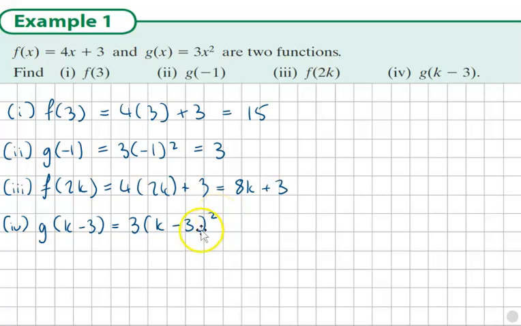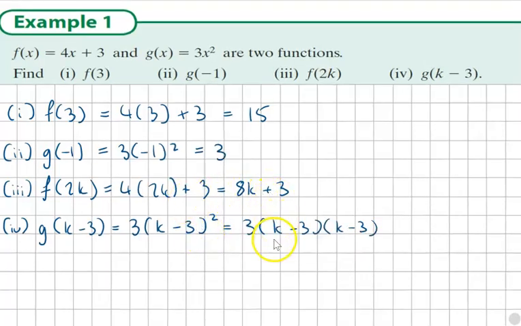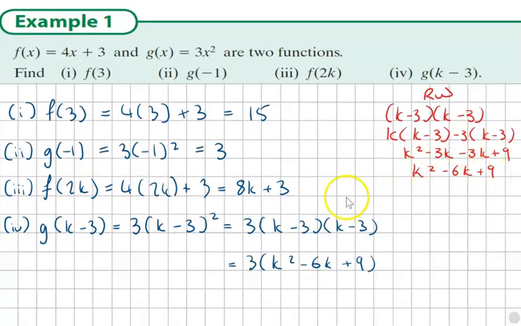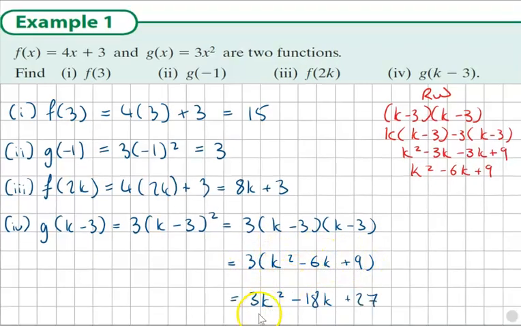So we're going to do our rough work first. k minus 3 times k minus 3 gives us k times k minus 3 minus 3 times k minus 3, which is k squared minus 3k minus 3k plus 9, which is k squared minus 6k plus 9. So then we have 3 times k squared minus 6k plus 9, which gives us 3k squared minus 18k plus 27.